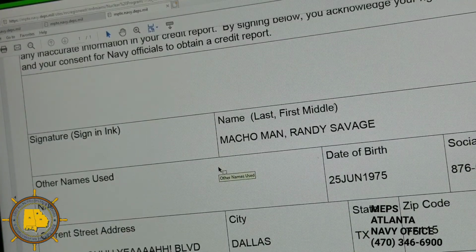If you have any questions, please reach out to us. Our number is 470-346-6900. Not quite sure what Montgomery's number is off the top, but I'm pretty sure you West Side guys have access to that.